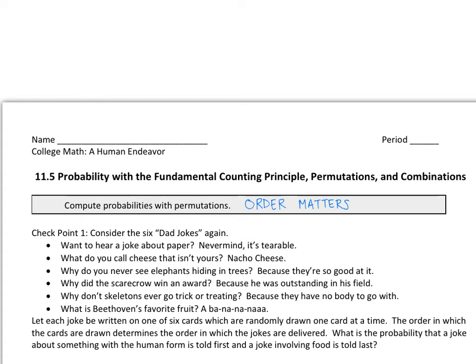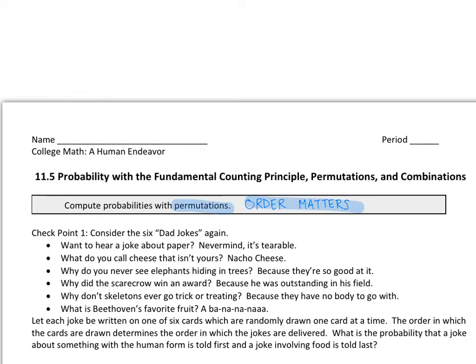Welcome to 11.5, Probability with the Fundamental Counting Principle, Permutations, and Combinations. So again, now we're going to look at probability using these different aspects. Okay, so the first thing we're going to talk about is computing probabilities with permutations. So remember, permutations are when order, in fact, matters.